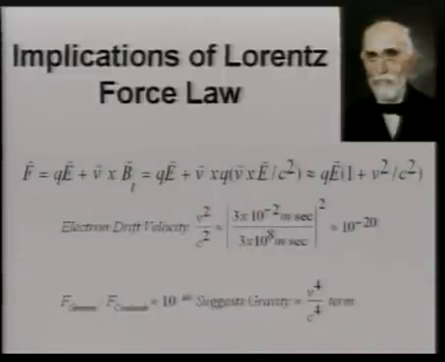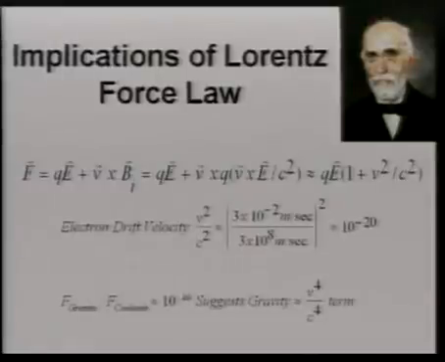And this is the force is equal to Q times E, the electric field, plus V, the velocity cross the magnetic field. And when you write everything out in terms of E, you get that the force is equal to QE times 1 plus V squared over C squared. So this first term here is just the Coulomb force. So this is the first correction term to the Coulomb force. It's V squared over C squared.